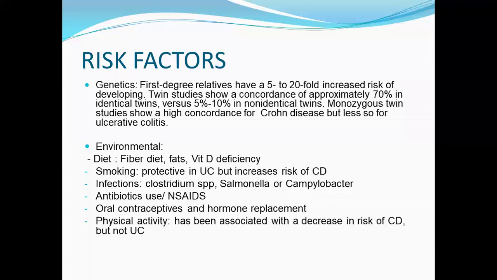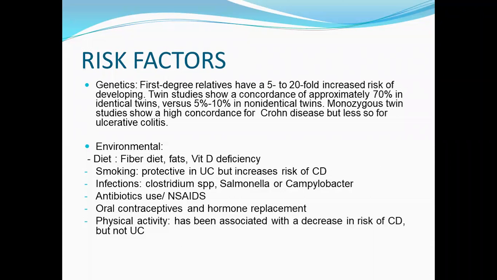We talk about the environmental factors. We talk about the diet. It has been shown that high fiber diets decrease the risk of Crohn disease, but not ulcerative colitis. Animal fats and polyunsaturated fats also increase the risk of ulcerative colitis, its relapse, as well as Crohn's disease. Vitamin D deficiency too is shown to increase the risk of IBD.